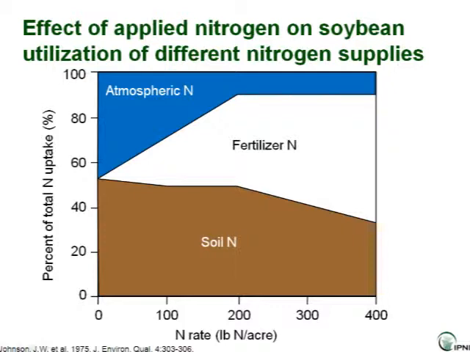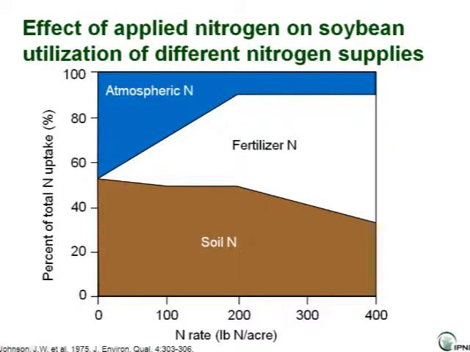This is the amount of N fixed by the nodules. So the more fertilizer I apply, the less I get from the nodules. Okay? And the more fertilizer I apply, the less it relies on the nitrate that was present in the soil to begin with. Okay? So let's just take a look at this. How big are these impacts?